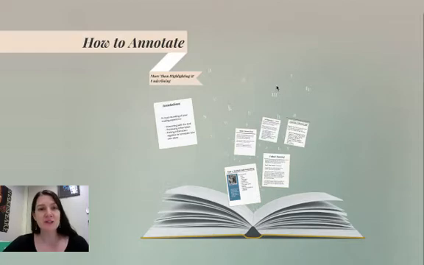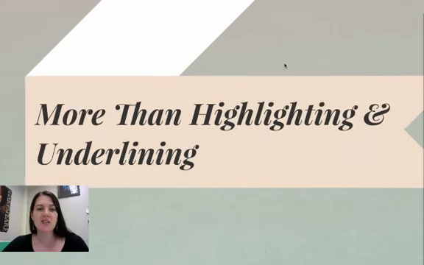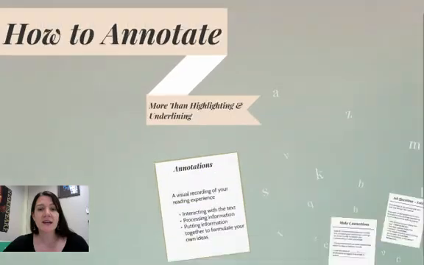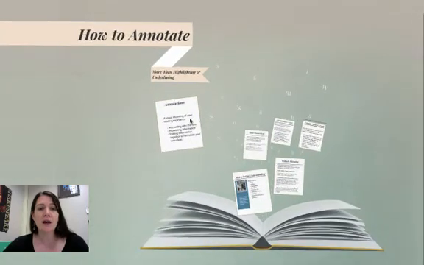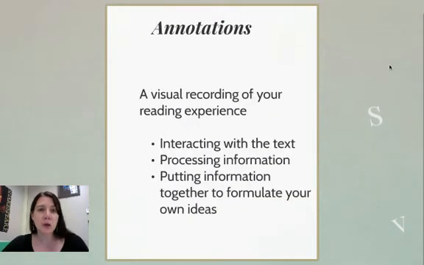I'm sure that this is a refresher for many of you, but I want to make sure that we're clarifying and adding to your understanding of how to annotate. Because annotating is more than just highlighting and underlining. In this class, if you highlight and underline only, your annotations will receive a 0. Because annotating is really adding your commentary. It's a visual recording of your reading experience.